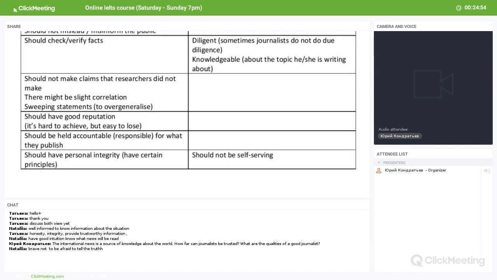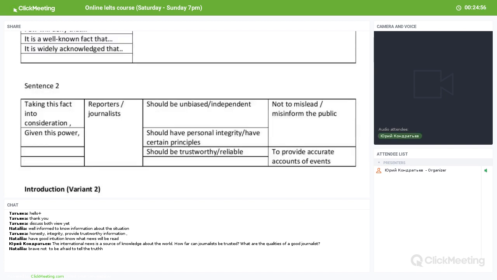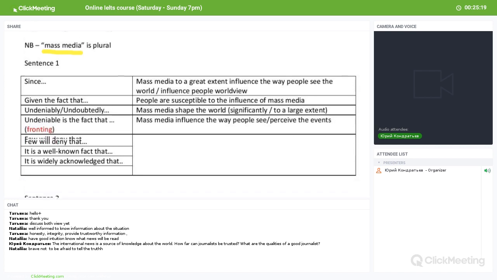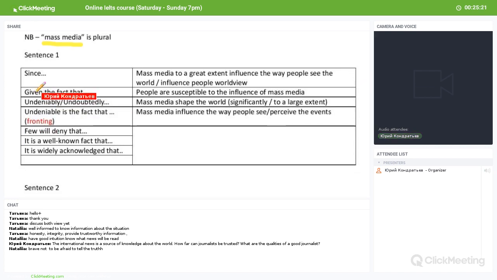Let's write the introduction. I prepared some kind of a constructor that you could use here. Please remember that mass media is plural, because one medium, many media, and that's why you say mass media are, not is. Or mass media influence the world. You don't say influences. Okay, so to make the first sentence, you can state it like this. By the way, what you have on the left can be used to start almost any sentence, almost in any essay.